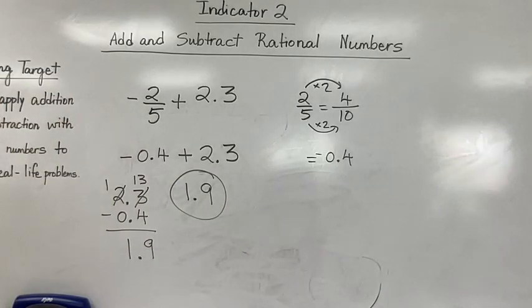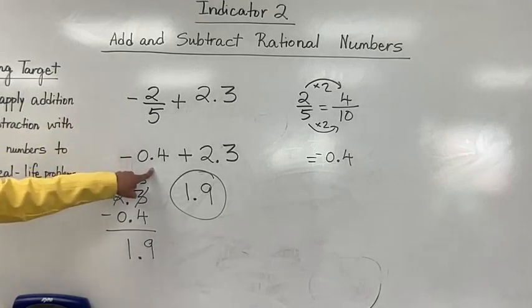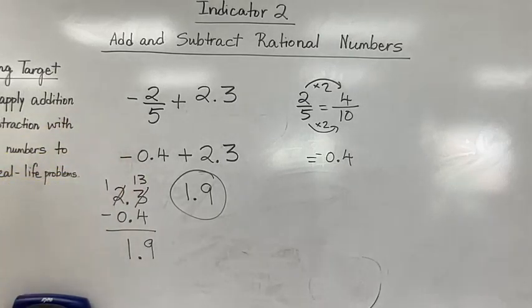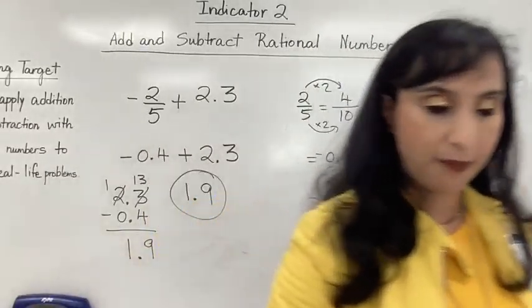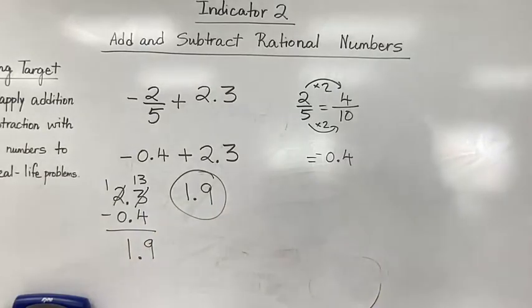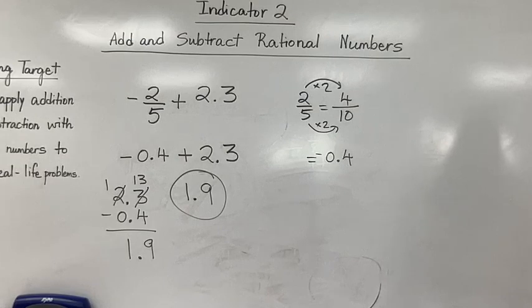So I'm going to rewrite -2/5 as a decimal, which I did here. Okay, and then I'm just going to add them and simplify. So this is when I am converting them both to the decimal form. I can also convert them both to the fraction form, so that I have the same format when I am adding or subtracting.